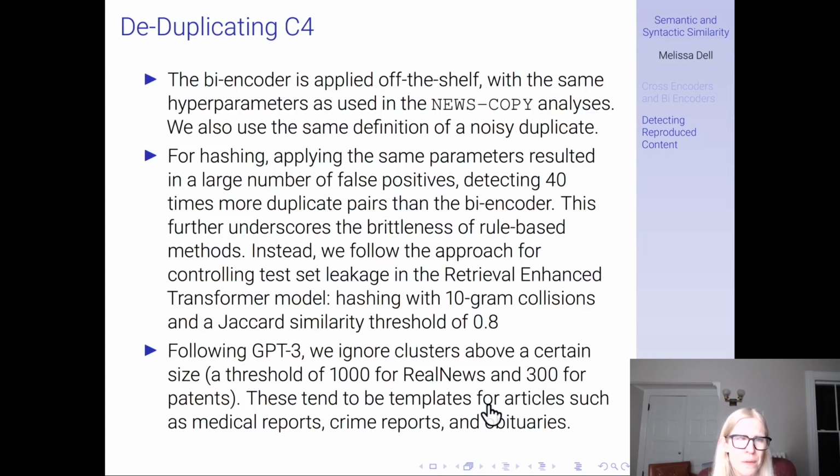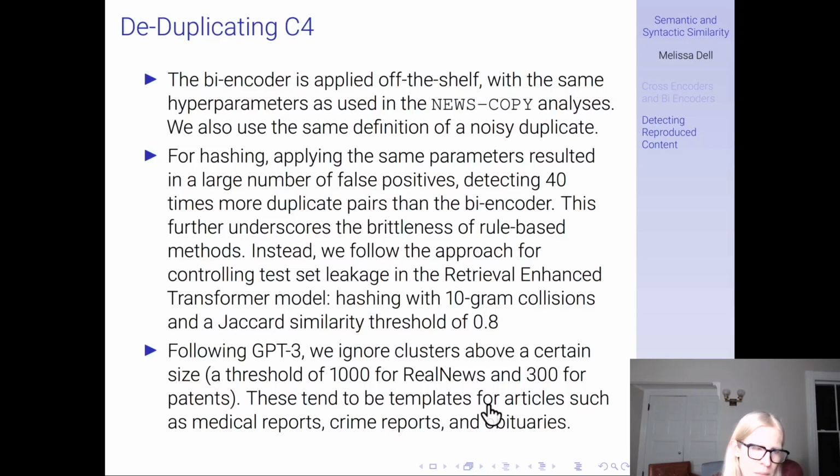For hashing, if we applied the same parameters that were used in the news copy analyses, false positives blew up. We detected 40 times more duplicate pairs with hashing using those parameters than the bi-encoder. So this just goes to show how brittle rule-based methods can be. We had labeled data and we found the optimal threshold for hashing on our labeled data, but when we took that and moved it to another domain, it just didn't work at all.